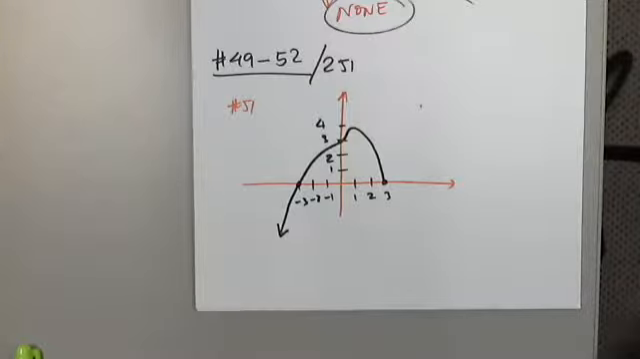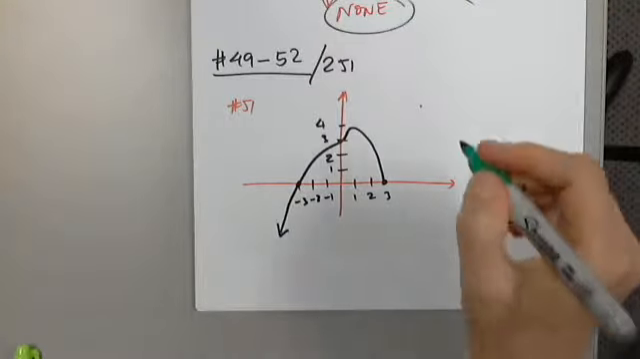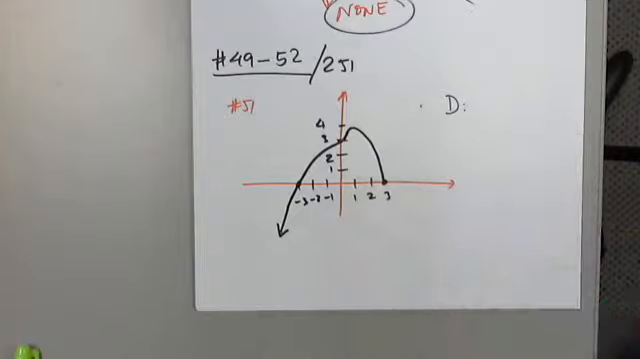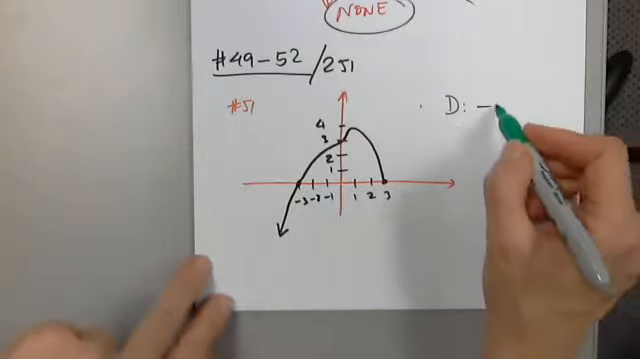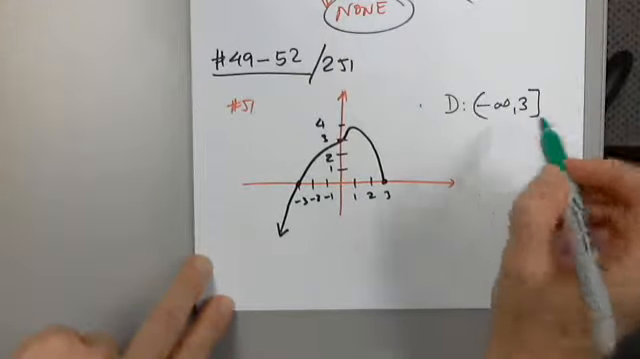First question, does this represent the function? Yes. By the vertical line test, this is a function. Okay, now, domain. They want us to find the domain of this function. Do you all agree with negative infinity to 3?